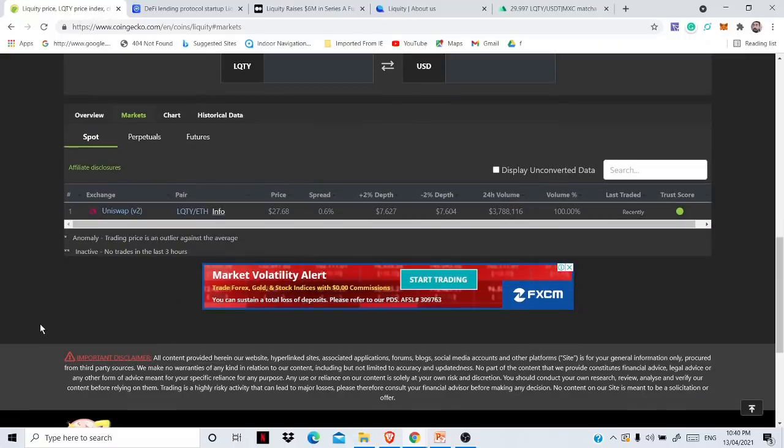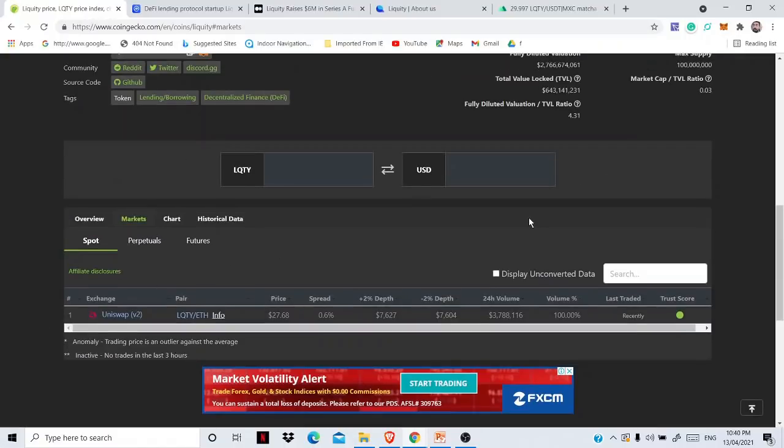Let's see on which exchanges you can buy Liquity. You can buy Liquity using Uniswap, but ETH gas fees are really high, so I will show you one good exchange that has not been mentioned by CoinGecko.